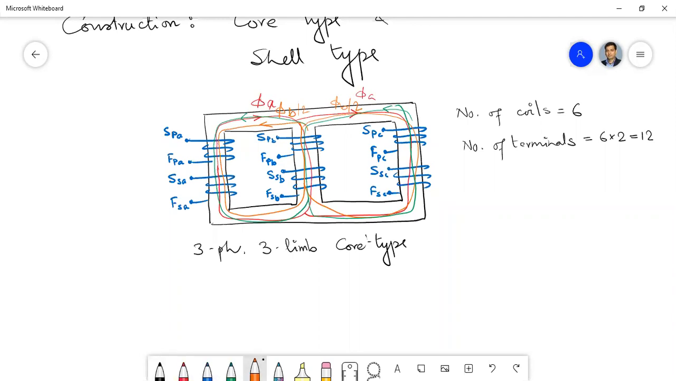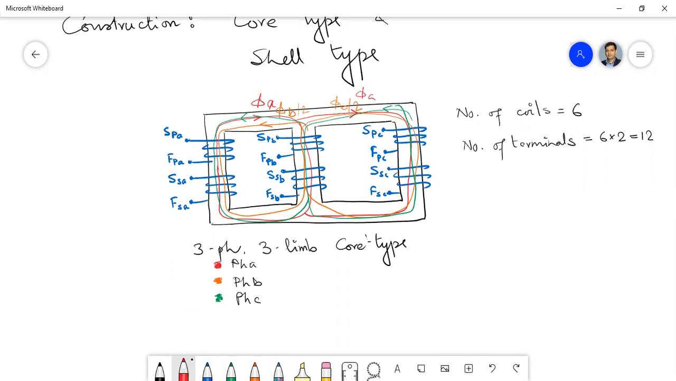I have used red color for phase A. I have used orange color for phase B. I have used green color for phase C, for all the fluxes I have drawn here.